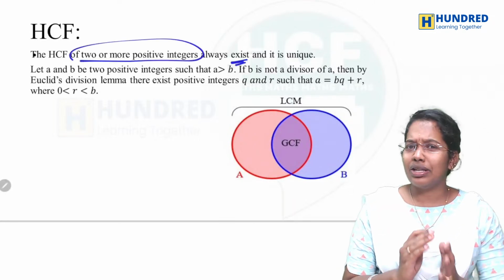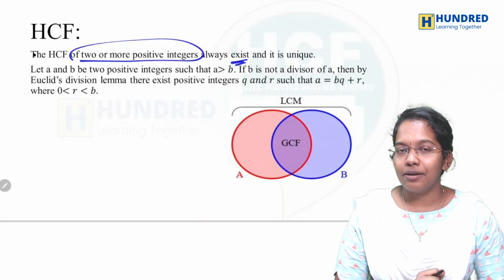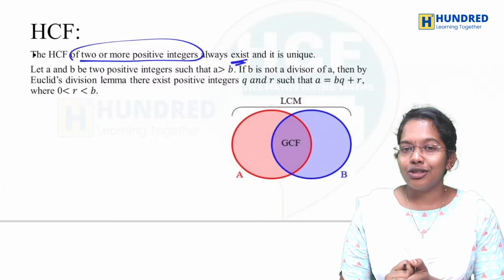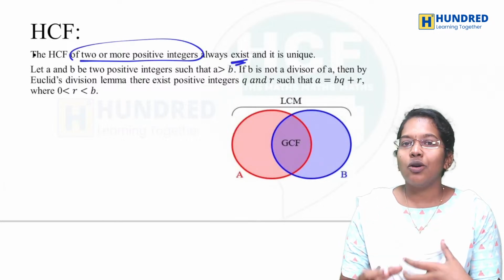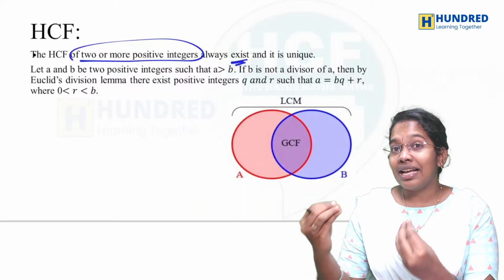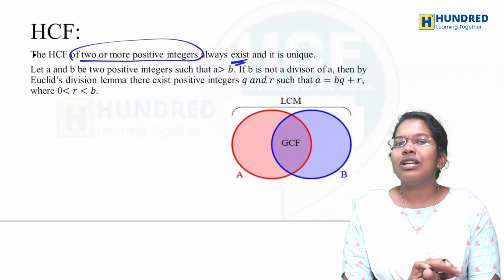What is meant by it will exist? What is the general meaning of existing? Those who are in live, just answer me. A number exists. The highest common factor of two positive integers always exists. What is meant by this?